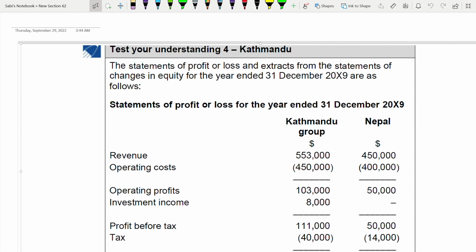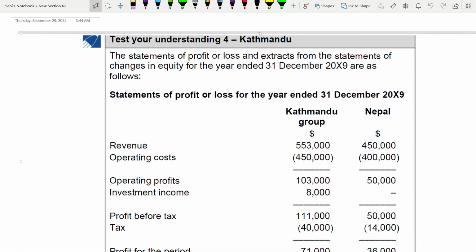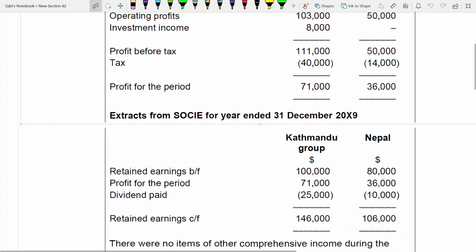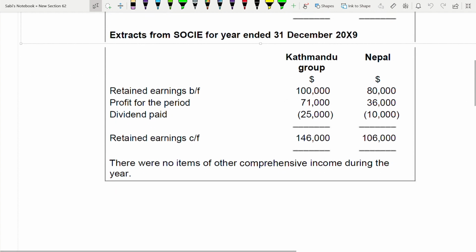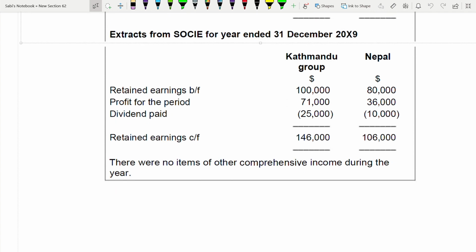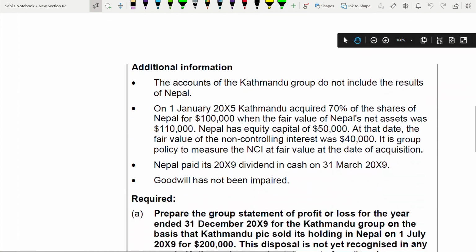Test understanding 4, Kathmandu. Okay, we all know that it's the capital of Nepal. You have been given the statement of profit and loss for the Kathmandu group and Nepal. You have been given the extracts of the statement of changes in equity, SOCIE. There were no other items of other comprehensive income. Thank God there is not.